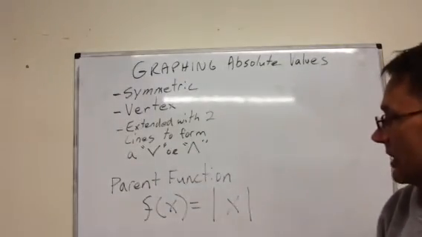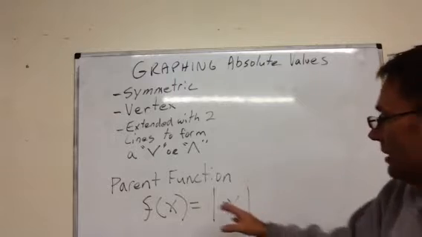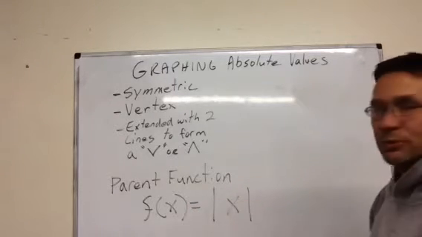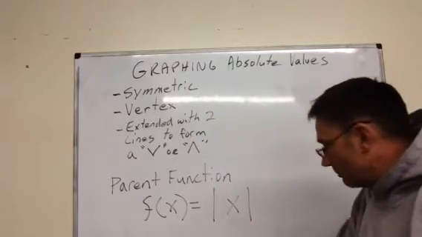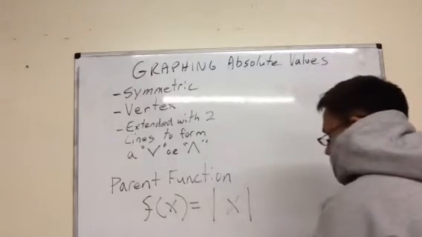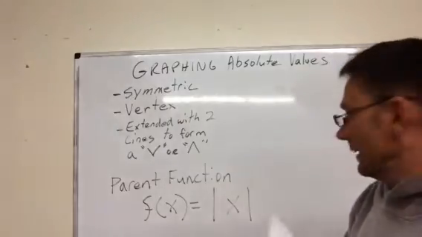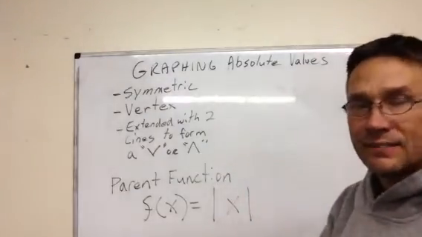Now, the parent function that we're going to be using is f of x equals the absolute value of x, written like this. Now remember, absolute values are a way to assess distance. It makes it so we never have a negative distance.